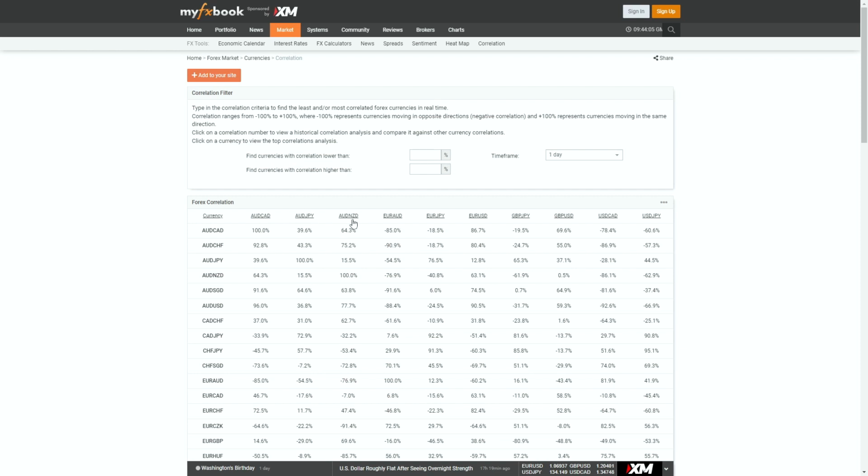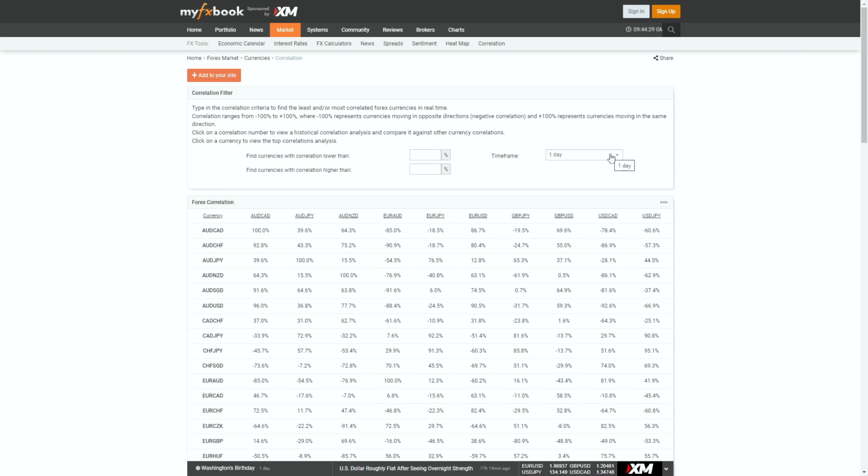We can see here, Aussie dollar, New Zealand dollar, 64% correlation. Reversing a pair there, Euro, Aussie dollar is negative correlation, which we'd expect, obviously. And as you go down, you can see that there are some surprises in there. For example, Euro USD is quite a high level of correlation, 86.7%.